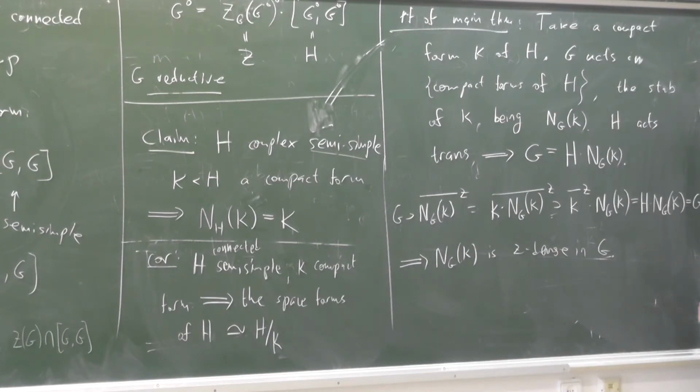So I'm getting closer. So I think you still didn't use the claim. I used it, as you remarked. No, but again, G acts on the compact forms of H anyway. It acts anyway. But what will be the stabilizer of a compact form?